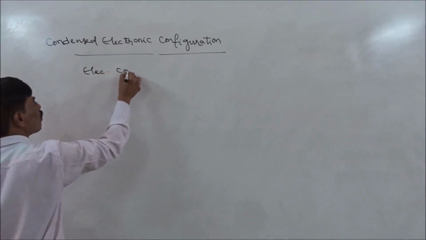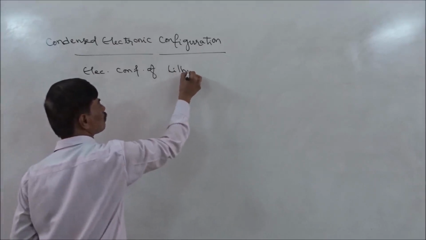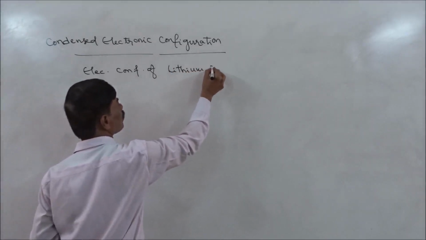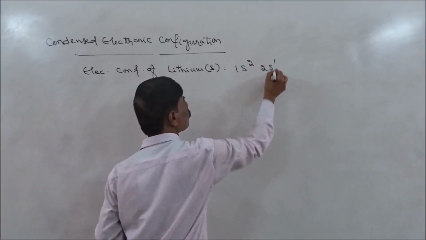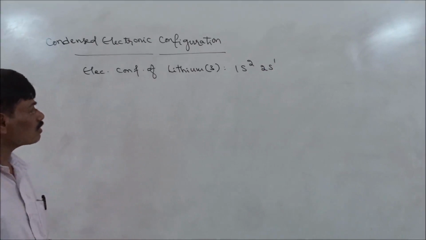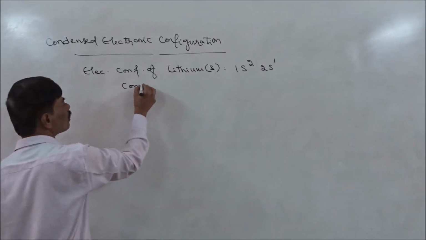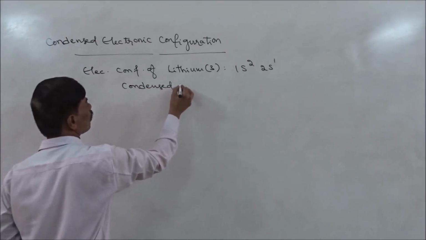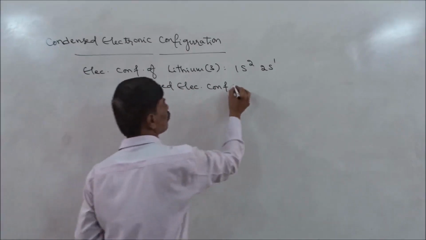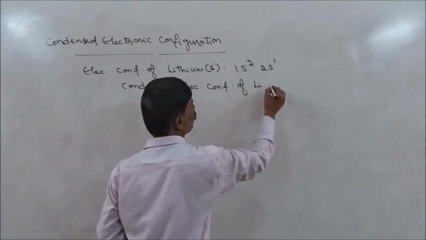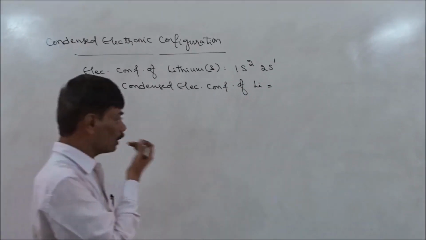Electronic configuration of lithium we will take first. Atomic number is 3, so we write electronic configuration 1s2, 2s1. This is electronic configuration of lithium. Now, condenser electronic configuration of lithium. Here the nearest noble gas element of lithium is helium.